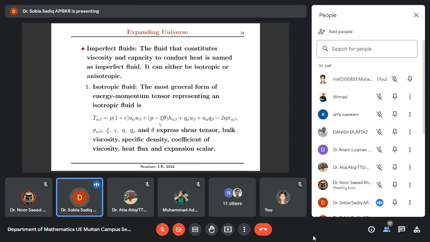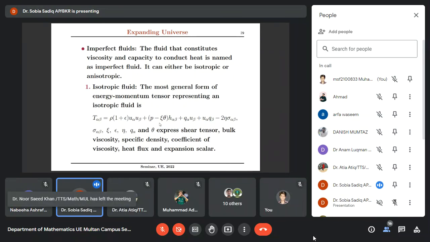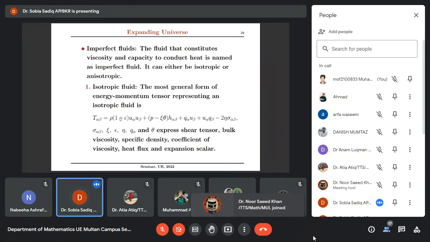Then there are imperfect fluids. These are the fluids that have viscosity and the capacity to conduct heat, and they can either be isotropic or anisotropic. Isotropic fluids are expressed over here. It is the energy momentum tensor of the isotropic fluid, and here are different terms which express the shear tensor, bulk viscosity, specific density, coefficient of viscosity, heat flux, and the expansion scalar.